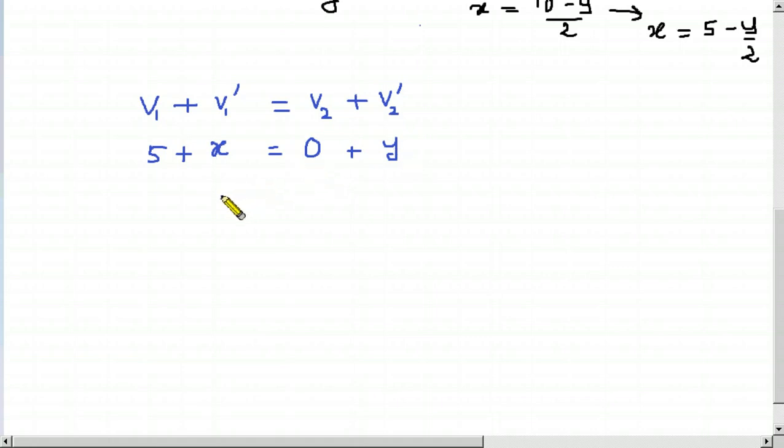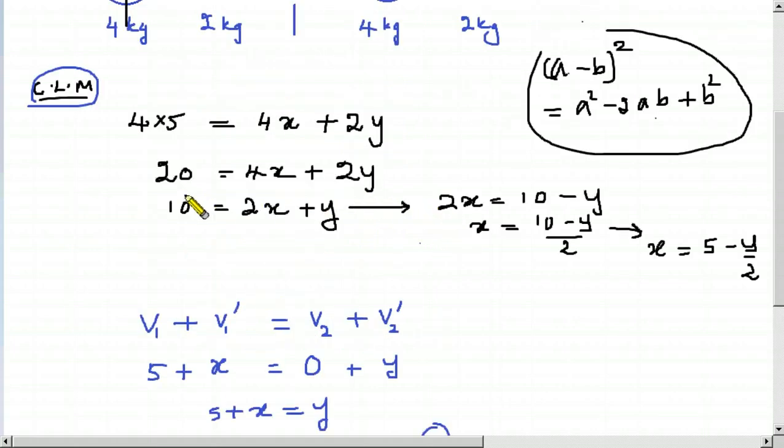So now simplify. 5 plus x equals y, then 5 equals minus x plus y. We write it like this, xy shape. So this one is the second one. Already we have a first one. First one is this equation. We have taken that from the conservation of linear momentum. So let us copy it and take it down.